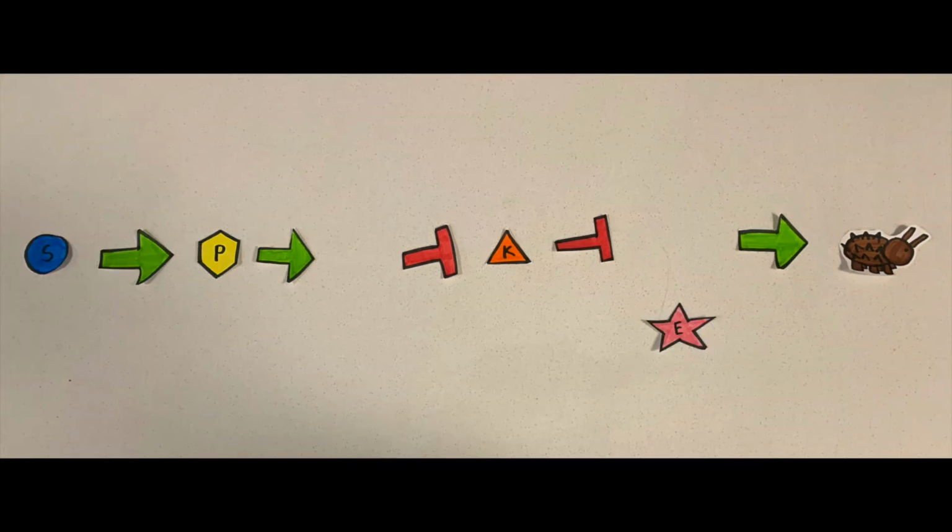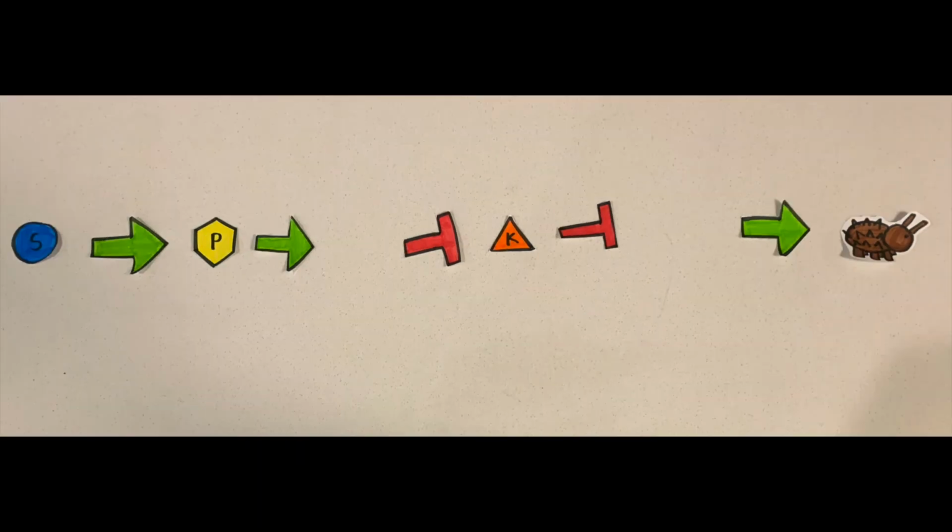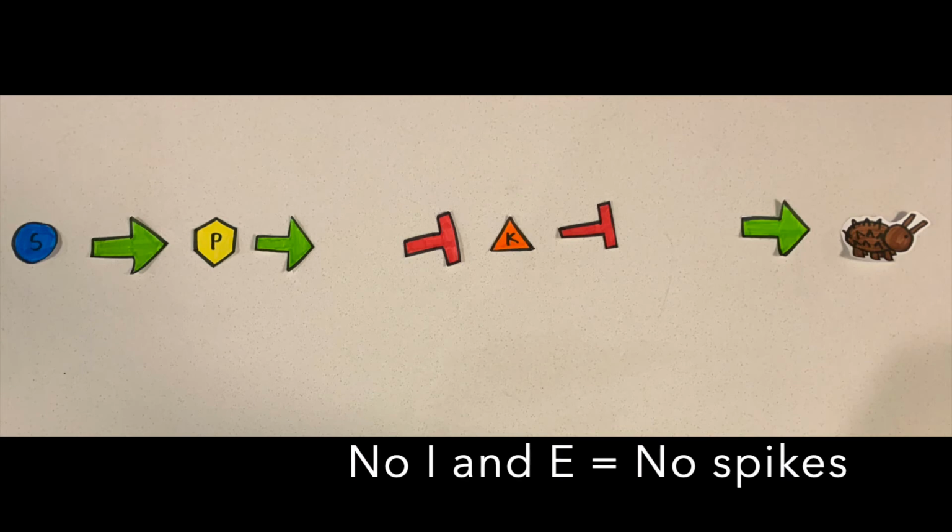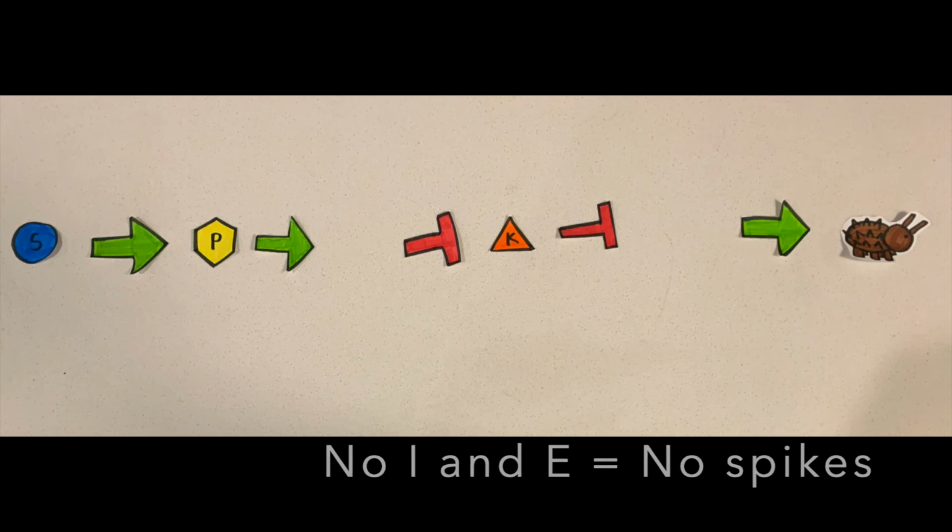What if both I and E no longer work? Because E is at the end of the pathway, the presence of E is necessary to form spikes. So, without the presence of E, we cannot activate the formation of spikes.